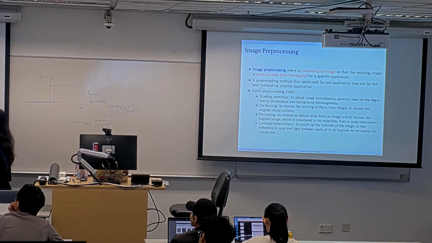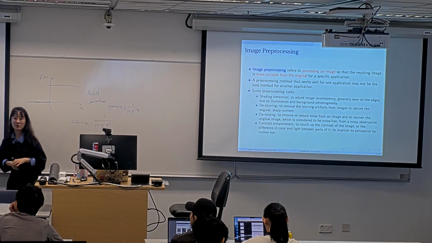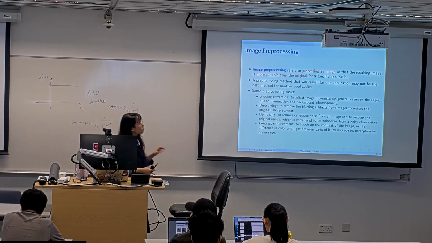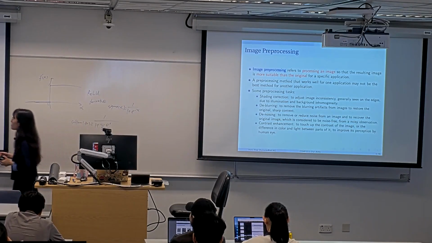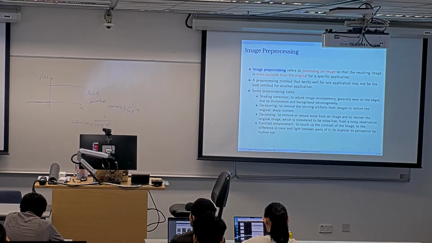And the second type is called deblurring. I think the effect is quite straightforward. Deblurring means that you remove the blurring artifacts from the images to restore the original, sharp content. So after deblurring, you will get a quite clear, quite sharp resulting image. And we also have denoising.